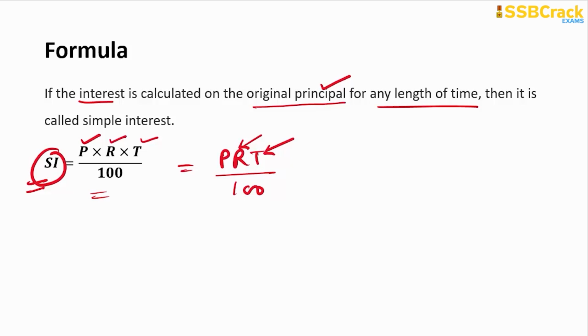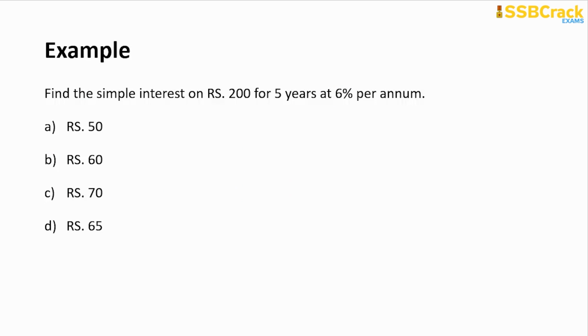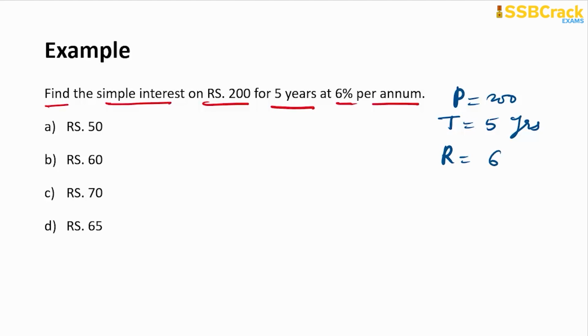So let's work out one example based upon this formula. Find the simple interest on rupees 200 for a length of time period, that is 5 years, at 6% per annum rate of interest. So as soon as you read a question based upon simple and compound interest, your first and foremost task should be to note down what is known to you. Here you know the principal amount, that is 200 rupees. Then you know the time period, that is 5 years, and you know the rate of interest, that is R, 6%. And now you know that the simple interest SI formula is PRT upon 100.